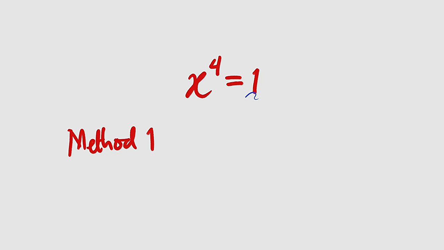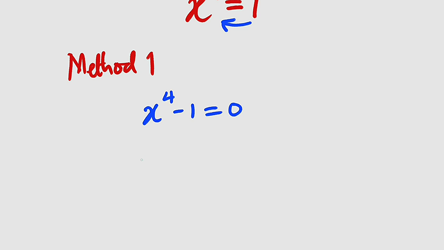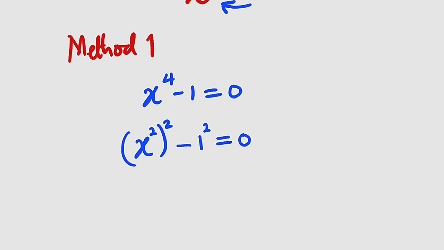For method number 1, I would like to subtract 1 on both sides. So we have x raised to the power of 4 minus 1 equals 0. This can further be rearranged as (x squared) squared minus 1 squared, which is equal to 0. Now we have a difference of two squares. What can you remember about the difference of two squares?